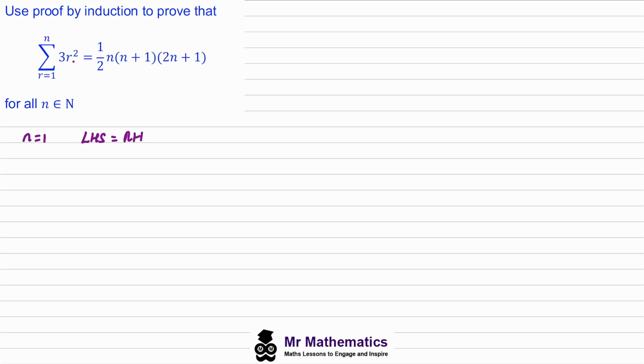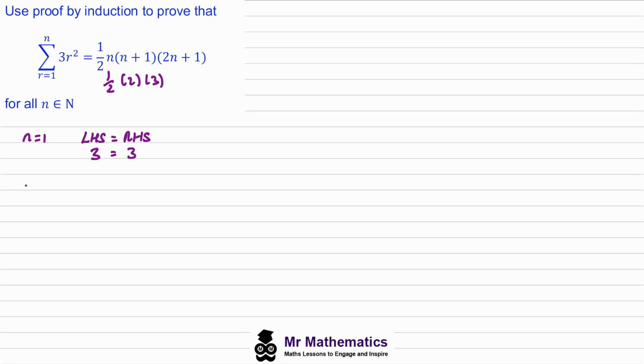We've got 3 lots of 1 squared, which is 3. For our right-hand side, we've got a half of 1. 1 plus 1 is 2. And then 2 lots of 1 plus 1 is 3. These two will cancel, so we're left with the right-hand side equaling 3.